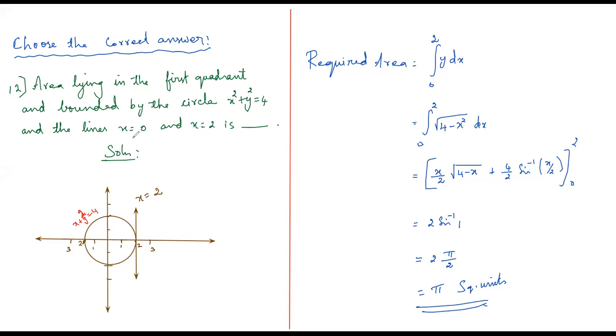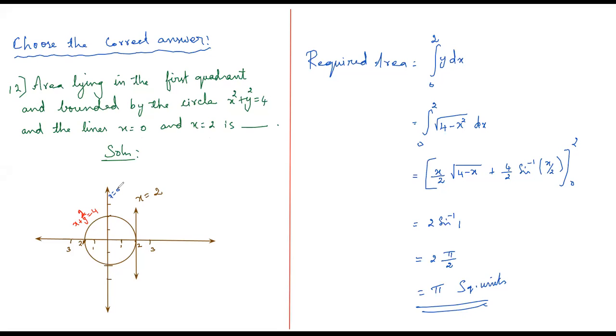Okay, the next question is choose the correct answer. This is question number 12. Area lying in the first quadrant and bounded by the circle x square plus y square equal to 4 and the lines x equal to 0 and x equal to 2. X equal to 0 means it is the y axis, right? X equal to 0 is the y axis.